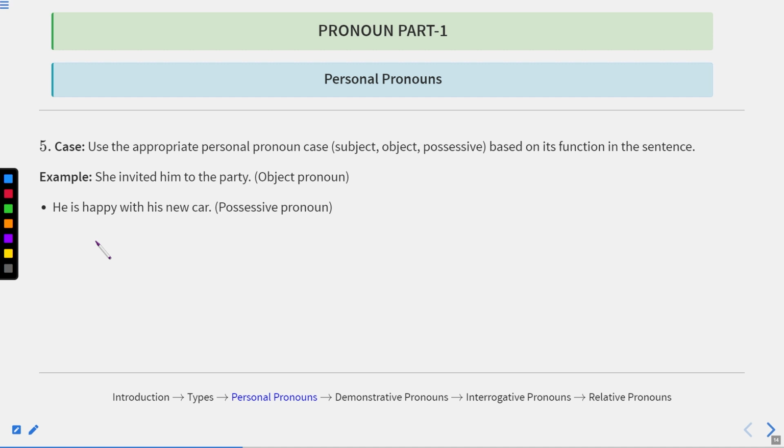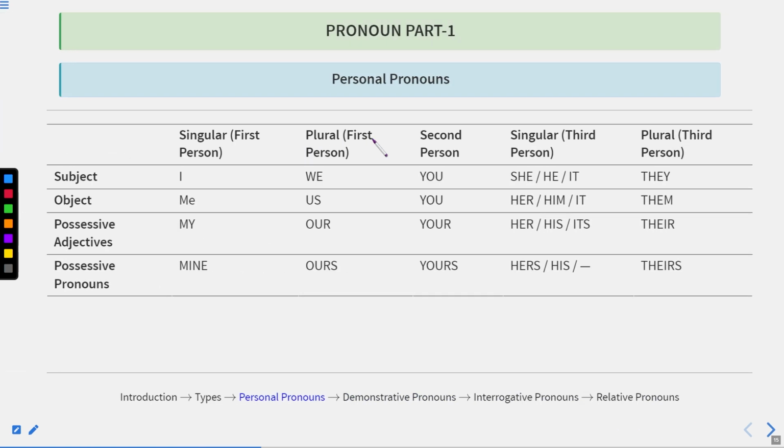The fifth one is case. Use the appropriate personal pronoun case, subject, object, or possessive, based on its function in the sentence. Example, she invited him to the party. This is an object pronoun. And if I say he is happy with his new car, so this his is a possessive pronoun, whereas him is an object pronoun. Now let us move to the next one.